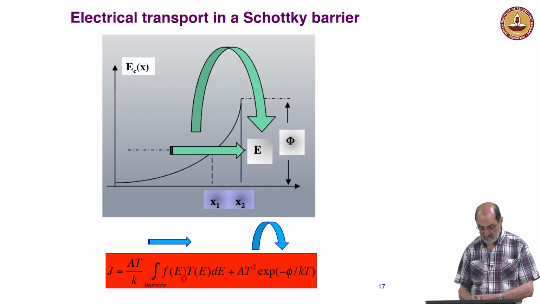So the integral has T(E), the transmission probability through the barrier, which can be calculated using quantum mechanics. And f(E) is the Fermi-Dirac statistics, saying how many electrons I have as a function of energy, right?